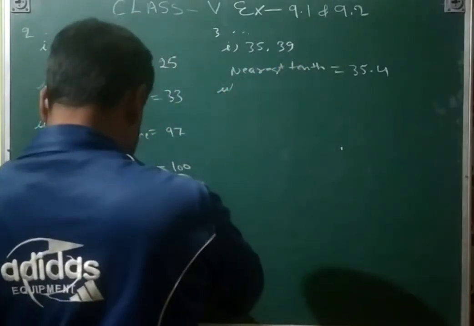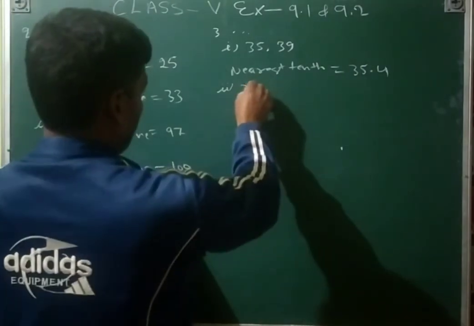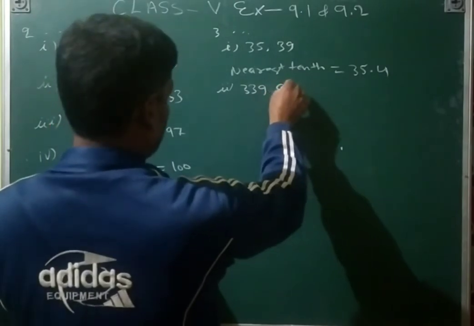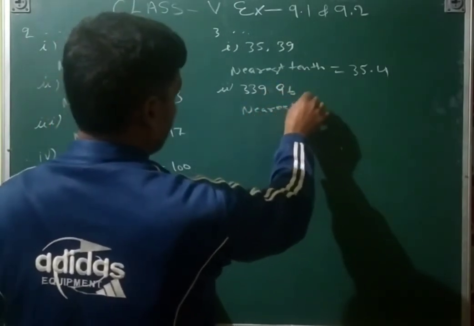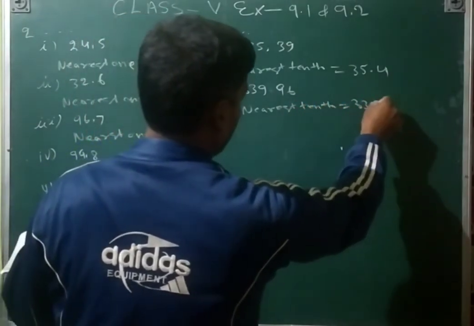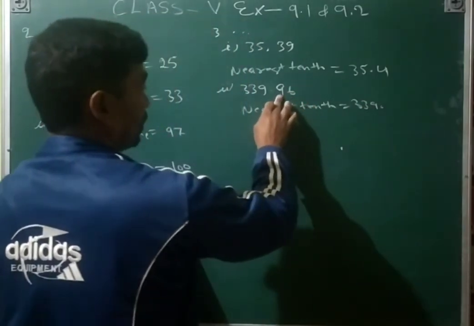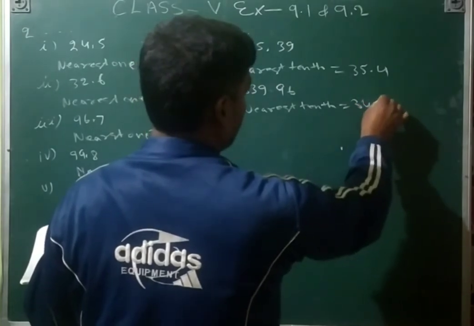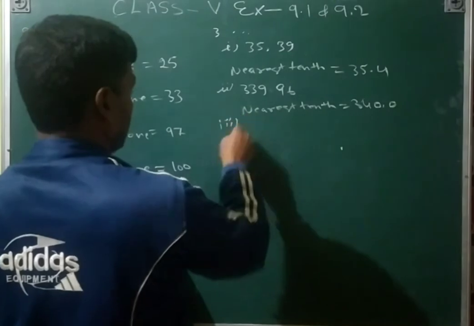Second part, 339.96. Nearest tenth is equal to 339 decimal, that will be 10. So we can't write that 10, so that will be 340.0.